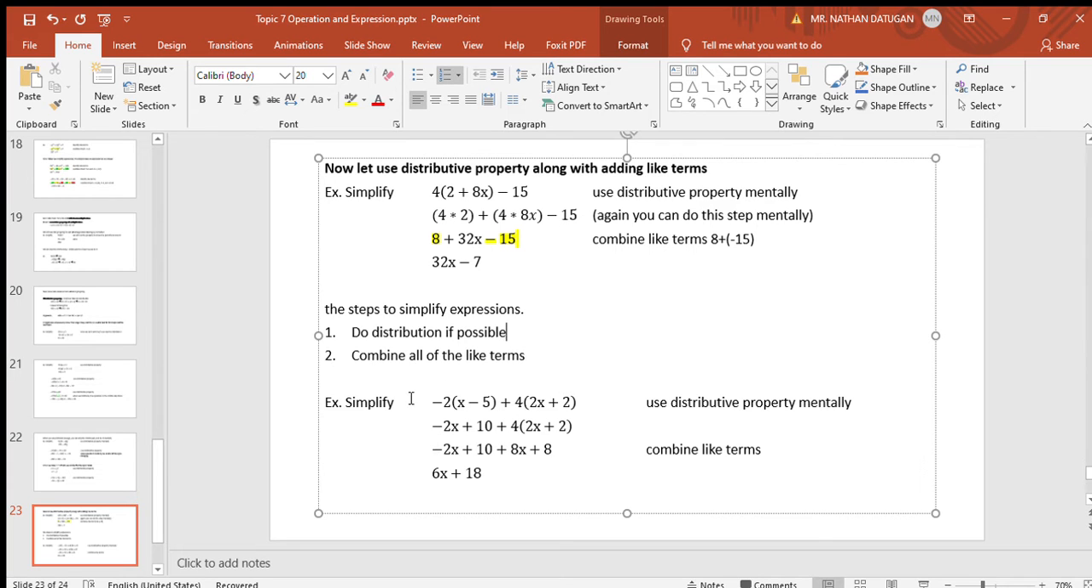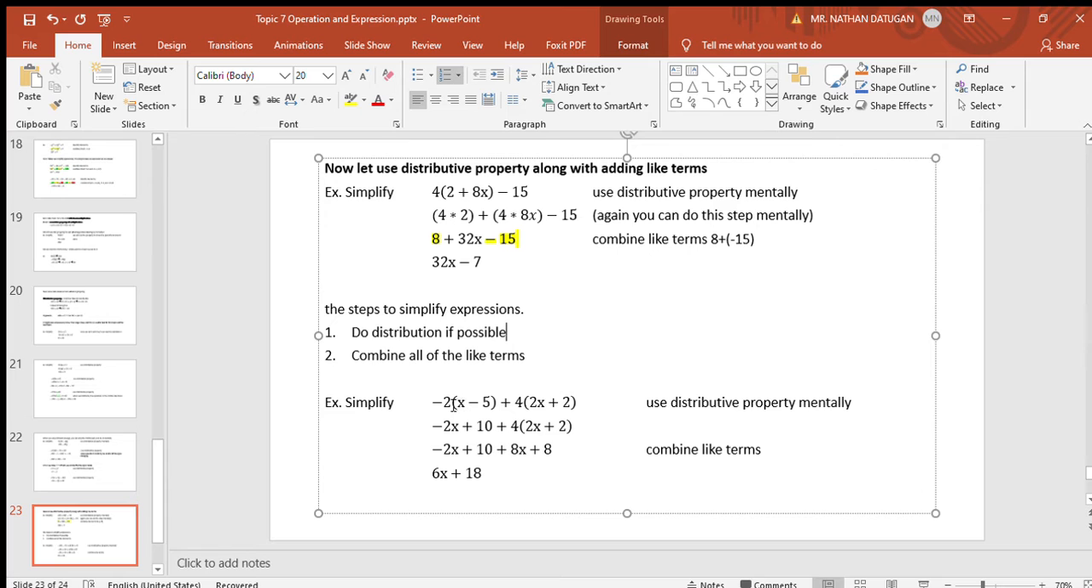Now let's do some more complicated distribution and combining like terms. So now we have x minus 5, times everything by 2, plus 2x plus 2, times 4.